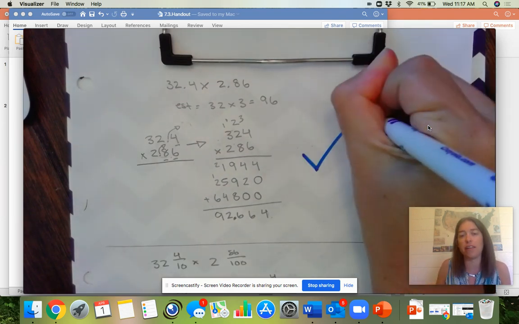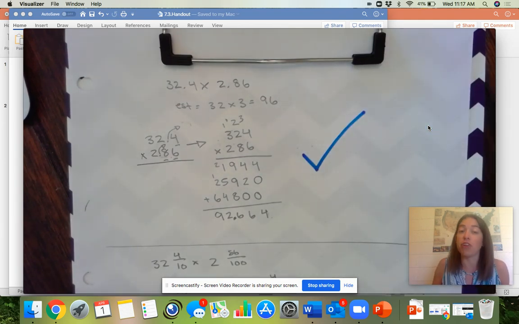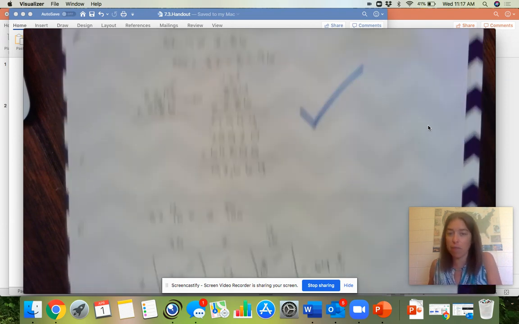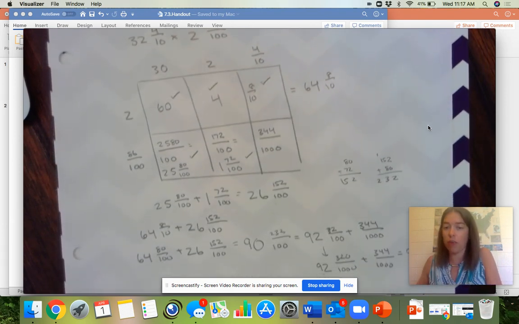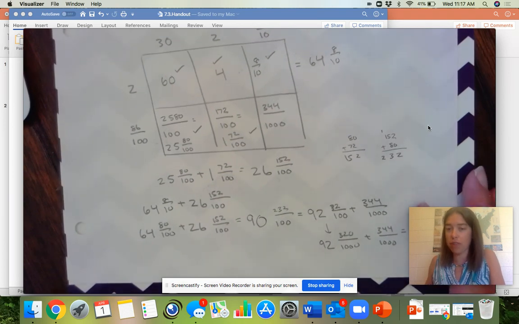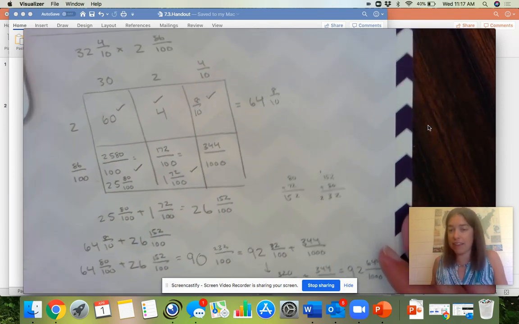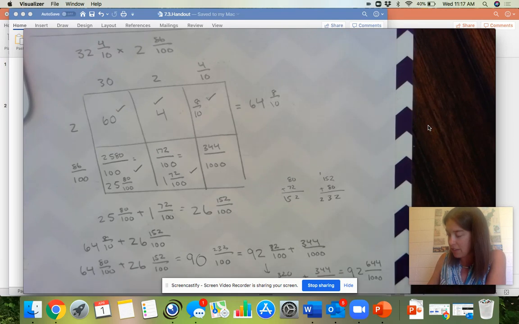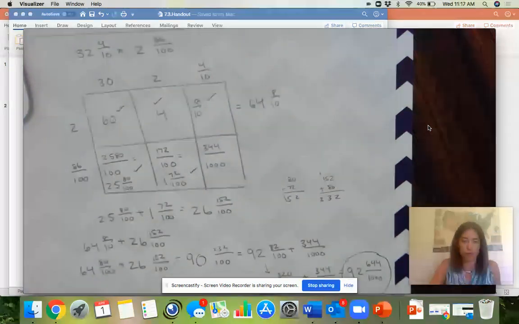Nice job. For anyone out there who solved it using fractions, it does take a little bit more time. This had quite a bit of fraction converting to do, but when I was done, I did get to an answer of 92 and 664 thousandths. Same answer. Whichever strategy you prefer is up to you. All right, your turn to try a couple on your own.